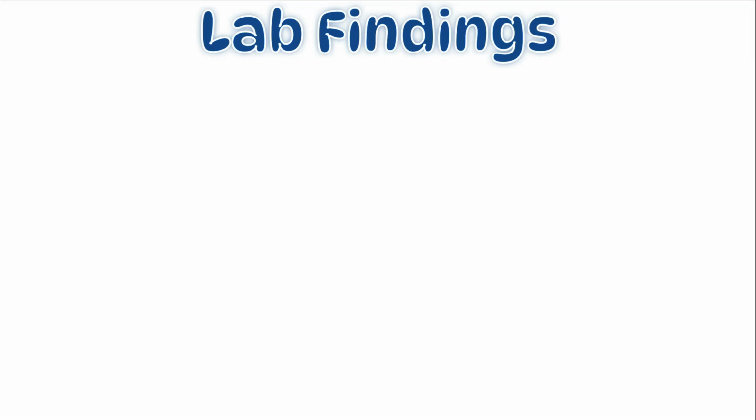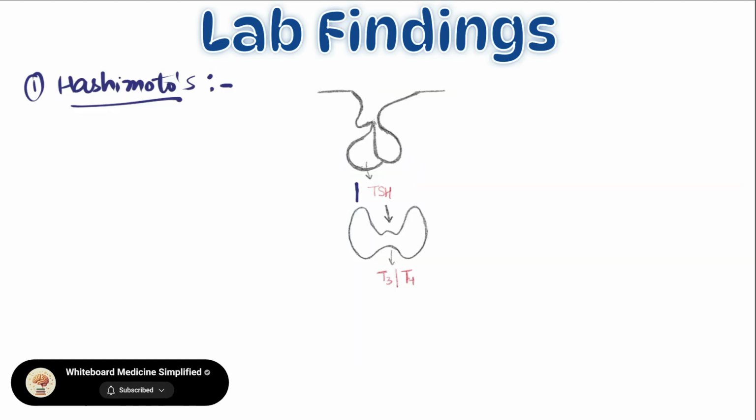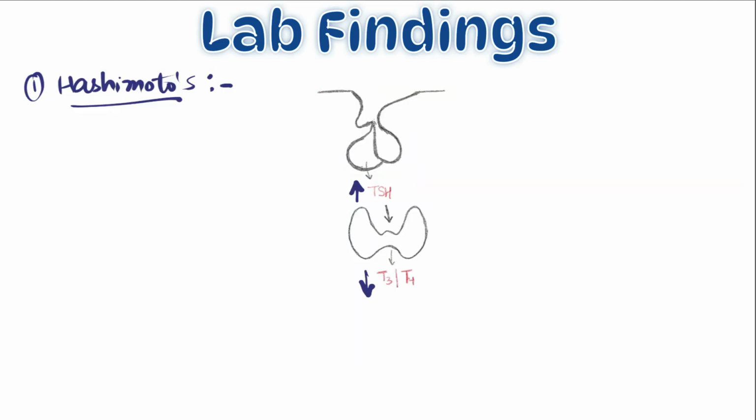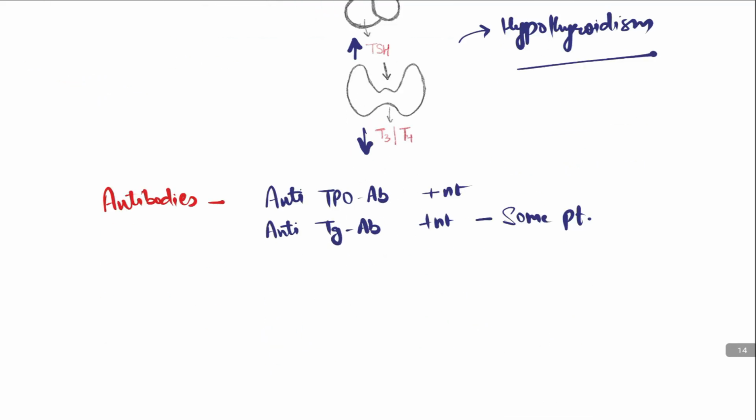And now the lab findings. In case of Hashimoto thyroiditis, the TSH is increased and free T3 and T4 are decreased when the disease is established, that is hypothyroidism. The TSH and T3 and T4 levels may be normal in the early phase of the disease. Anti-TPO antibodies are present, and anti-TG antibodies, that is thyroglobulin antibodies, are present in some patients.